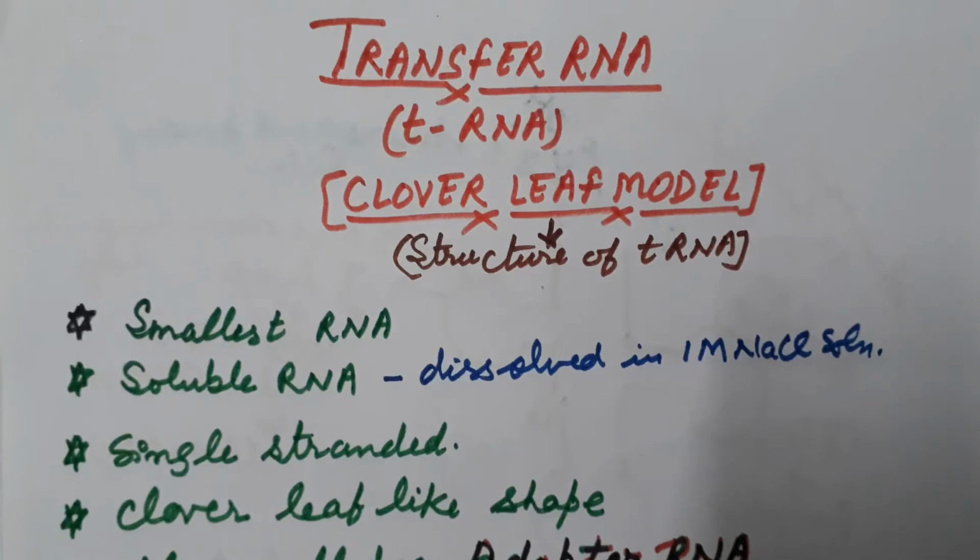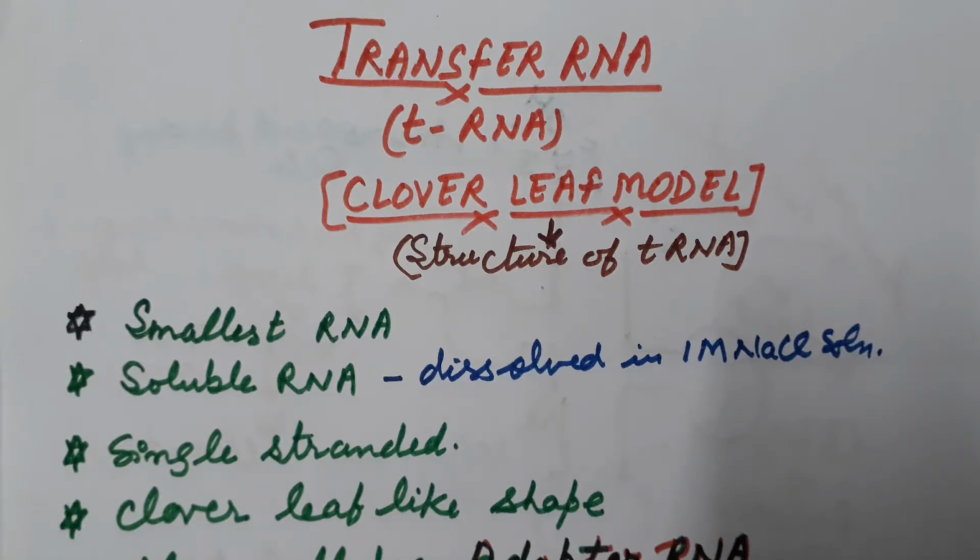Hi everyone. In this lecture we are going to discuss another RNA, that is transfer RNA or tRNA. As its name indicates, it helps in transfer of amino acids. We are going to discuss the structure of transfer RNA, which is also known as the clover leaf model. It is the smallest known RNA. It is also known as soluble RNA.